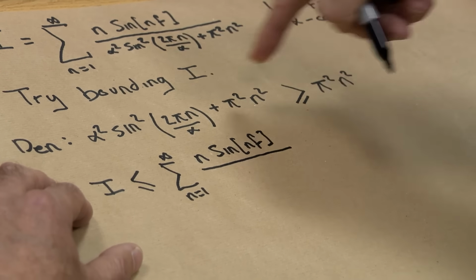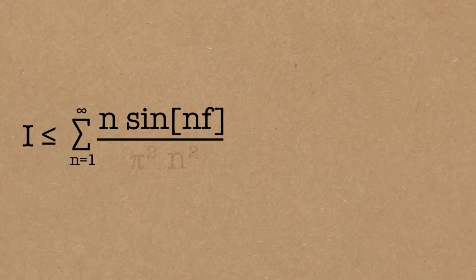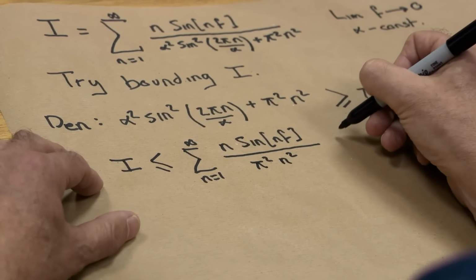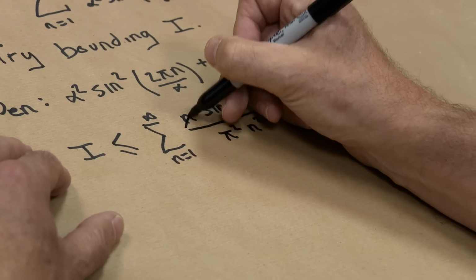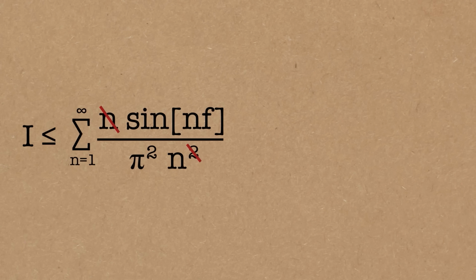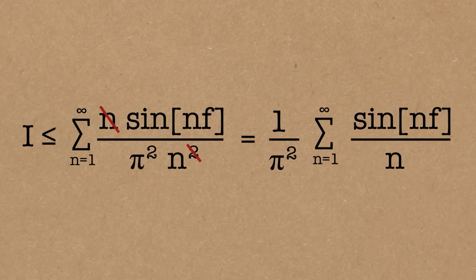now I'll just include this term. I don't include that. So that's pi squared n squared. And you can see this looks, what is this actually equal to? Well, one of the n's cancels, right? So this becomes 1 over pi squared times the sum of n equals 1 to infinity of sine nf over n. Well, this looks a little bit better.